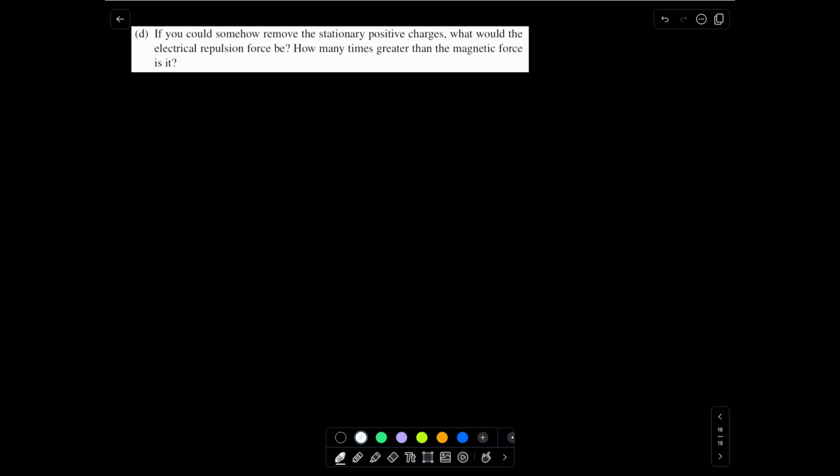Right, for this next part, it's asking us if you could somehow remove the stationary positive charges, what would the electrical repulsion force be? How many times greater than the magnetic force is it? So for this part, we are needing something from the previous chapter, which is the electric field of a cylindrical charge. And that would be equal to E over 2 pi epsilon naught over lambda over D. And our lambda is our linear charge density.